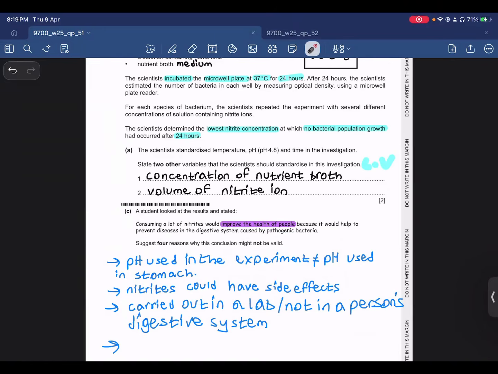Hmm. Acha, so I was going to give you a hint for the fourth point, but if you already have the fourth point in mind, do you have one? Yeah, I did have a point. It was basically that maybe the nitrites can harm the good bacteria in the body, like in the stomach. Hmm. Yes, बिल्कुल सही.